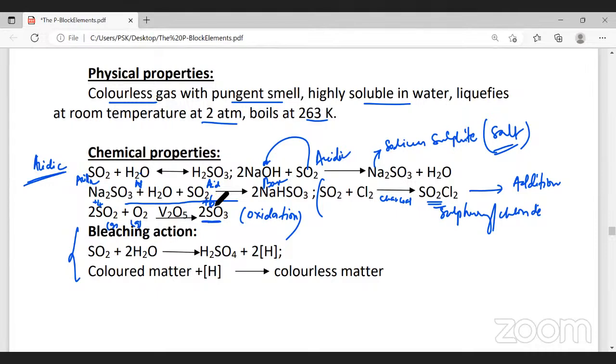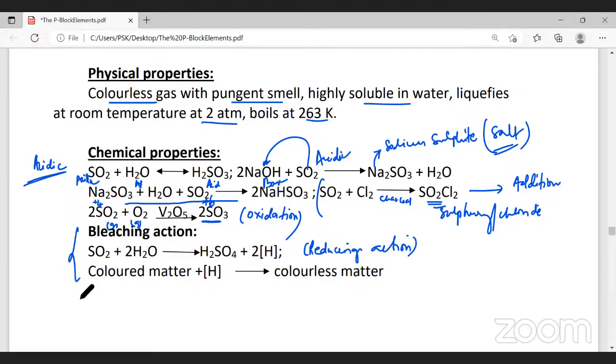So three types of chemical properties we learned. The first one is acidic nature. The second one is addition reaction. The third one is oxidation reaction. Now, we have to learn the bleaching action of sulfur dioxide. What is bleaching? Bleaching means removal of color. This bleaching action of sulfur dioxide can also be called a reducing action. Why is it called a reducing action?